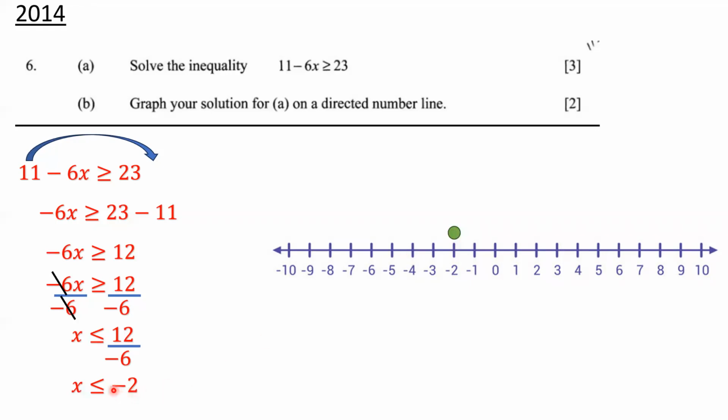But we do not only want -2, we want all of the numbers that are less than -2. And so that means we're going to go to the left-hand side of -2. These are going to be the numbers which are less than -2. And so this is how we graph our solution for A on a number line. Okay, so let's move on to the next question.